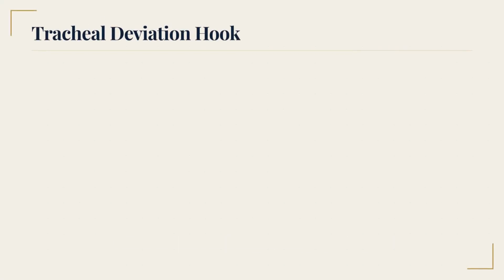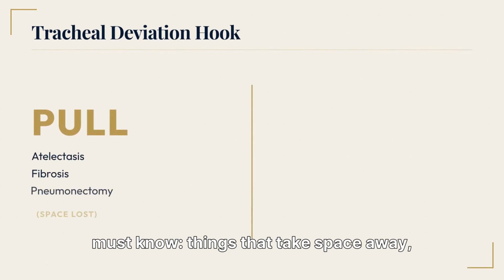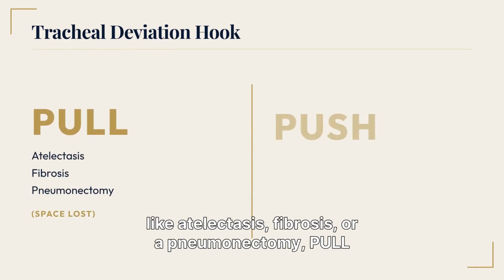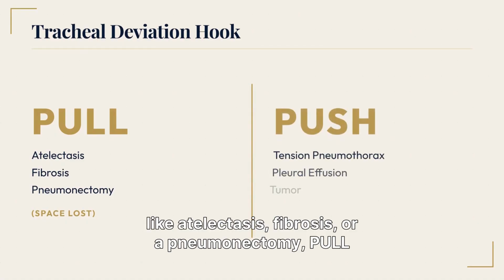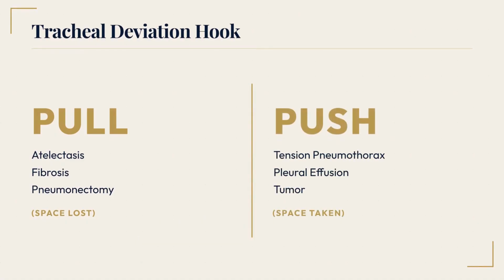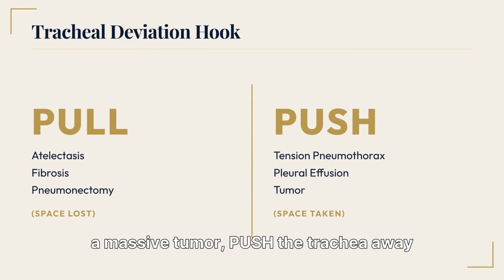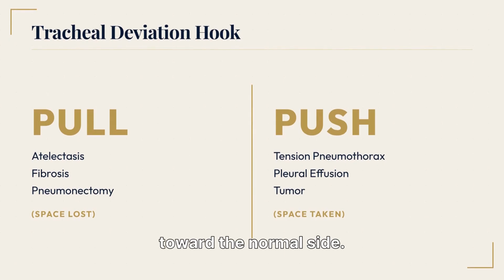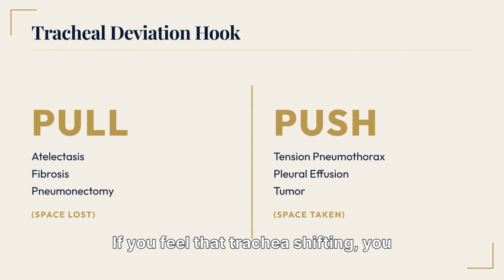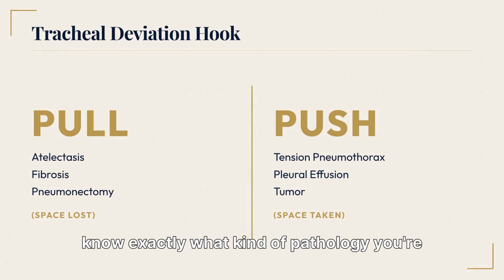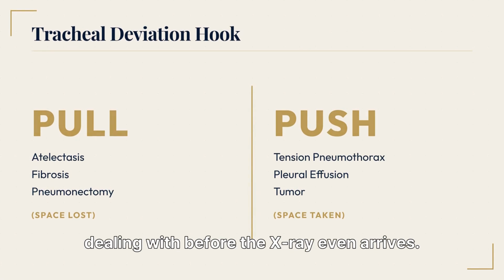Tracheal deviation is one of the most important findings on palpation. Here is the NBRC memory hook you must know. Things that take space away, like atelectasis, fibrosis, or a pneumonectomy, pull the trachea toward the affected side. Things that take up space, like a tension pneumothorax, a large pleural effusion, or a massive tumor, push the trachea away toward the normal side. If you feel that trachea shifting, you know exactly what kind of pathology you're dealing with before the X-ray even arrives. It's a definitive clinical sign.